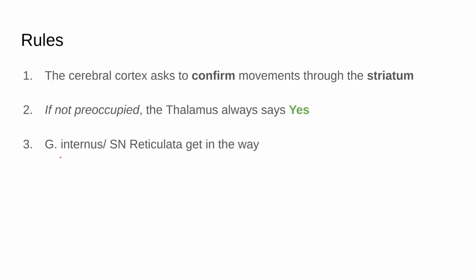There's another rule. The G internus and the SN reticulata get in the way. So I like to think of these as two little annoying teenagers that throw rocks at the thalamus, our king here, and now he can't give out as many good signals. And so my cortex wants to move though. So it says, hey, striatum, can you do something about this?